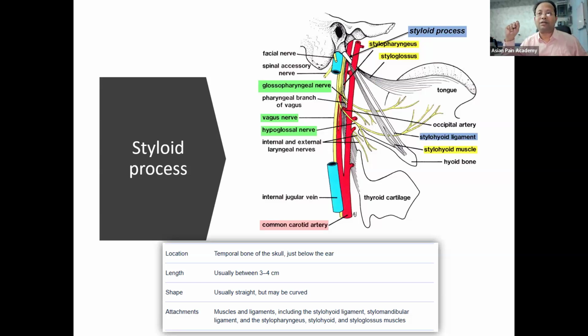Why are these ligaments important? These ligaments can get calcified. Okay, partly or even completely, these ligaments can get calcified. So you see the anatomy of this area.